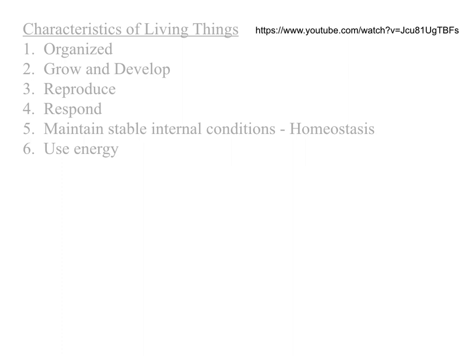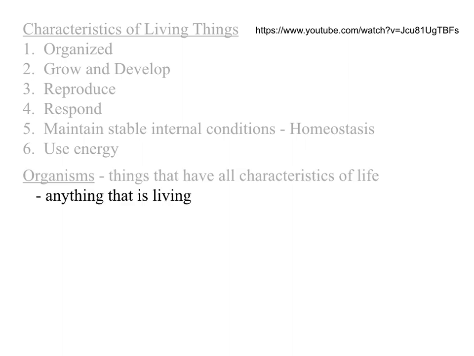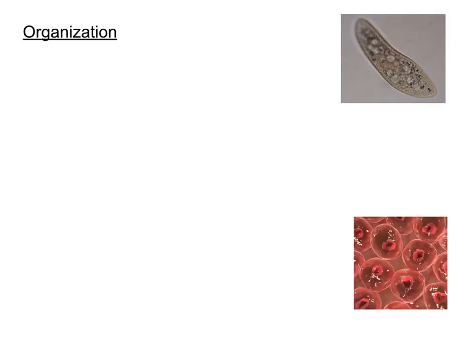So anything that has all 6 of those characteristics of life is called an organism. So organisms are things that have all characteristics of life. So anything that is living is considered to be an organism. Okay, so let's talk about this organization business a little bit.